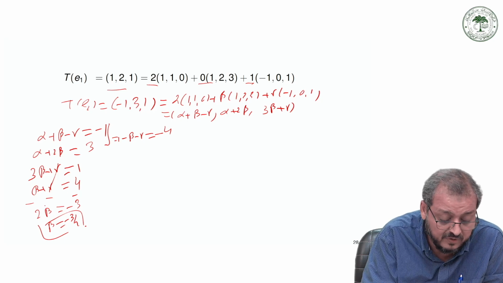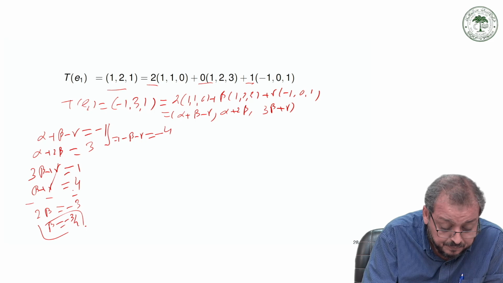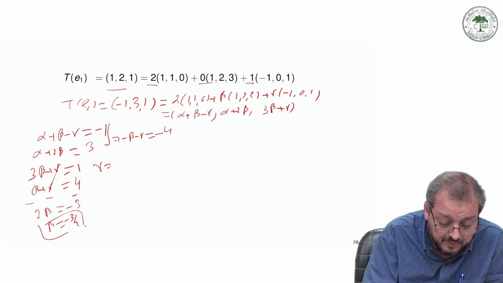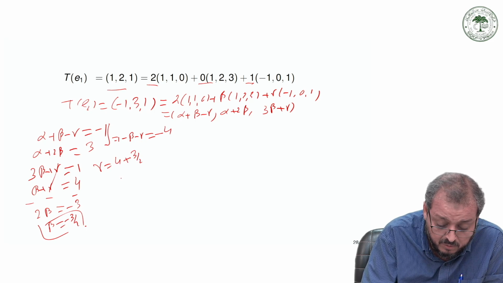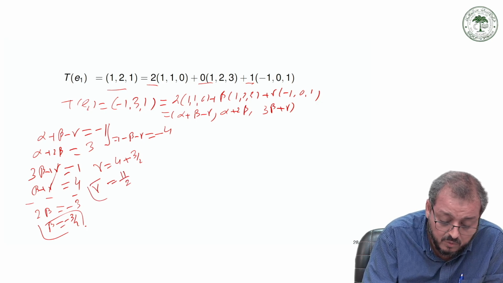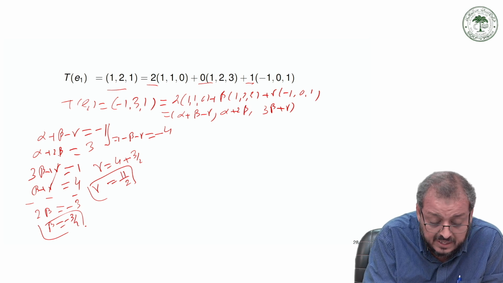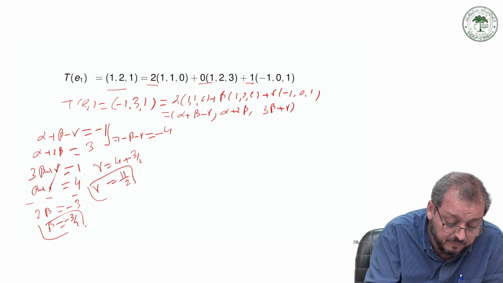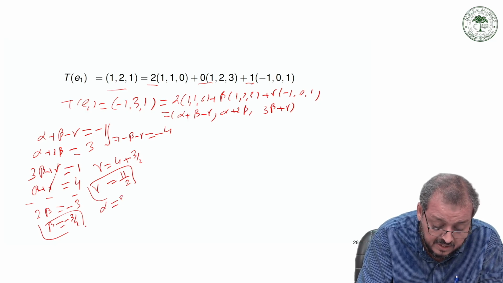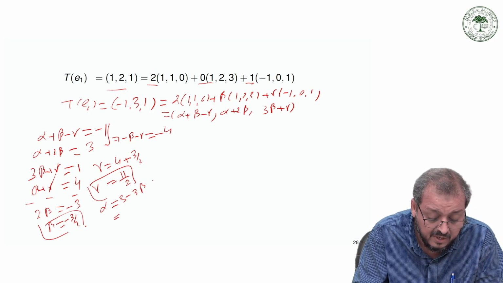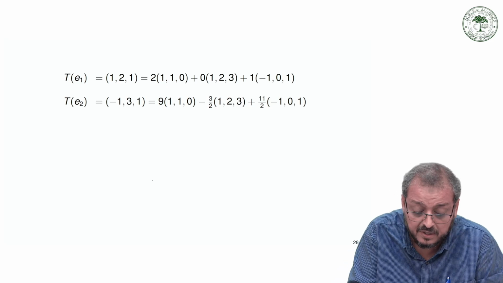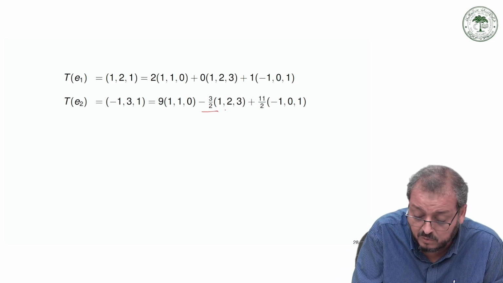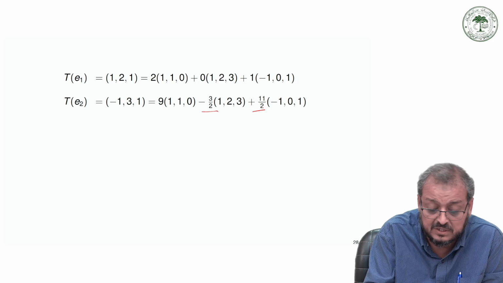You can calculate all the other values simply, because beta plus gamma is 4, so gamma is equal to 4 plus 3 by 2, which is 11 by 2, so gamma is equal to 11 by 2. Then from the second equation, alpha can be written as 3 minus 2 beta, and so alpha is 6, and we can write it in the form of 6, minus 3 by 2 and 11 by 2, clearly.